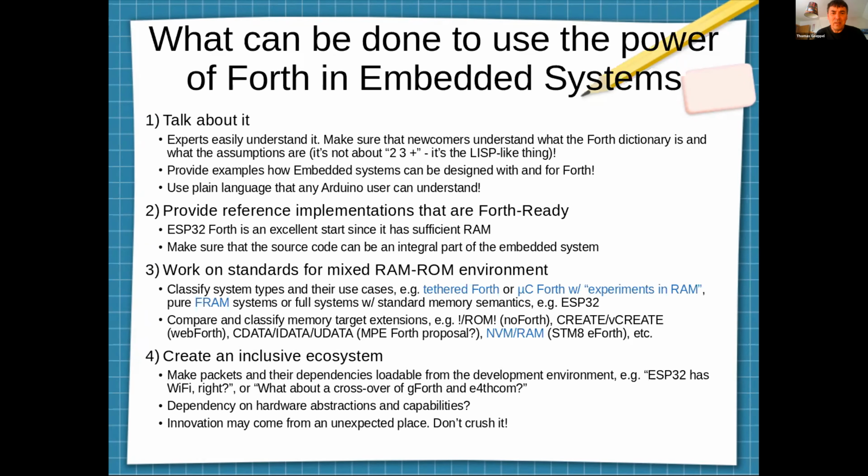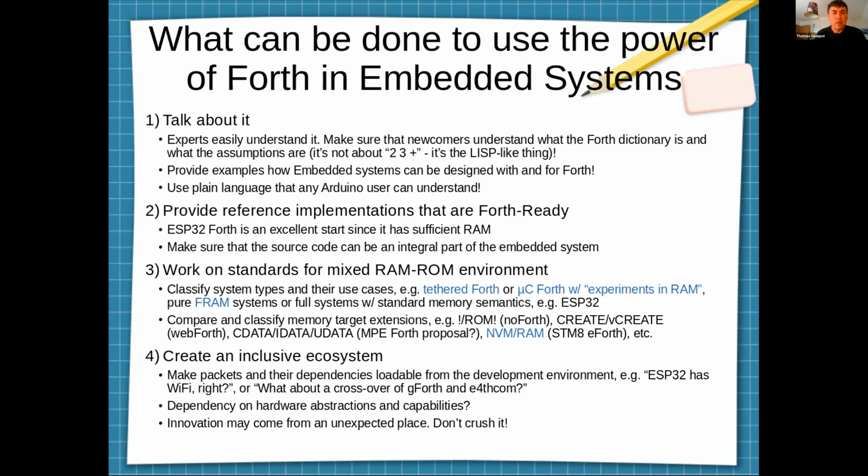So what we should do as a community is classify the types of systems and the use cases for tethered Forth or microcontroller Forth with experiments in RAM. If you look at the slides later on, you'll find a couple of examples, these two examples with ME-CRISP. And then maybe also for very powerful Forth systems, with a modern microprocessor-like or microcontroller-like structure, the ESP32.